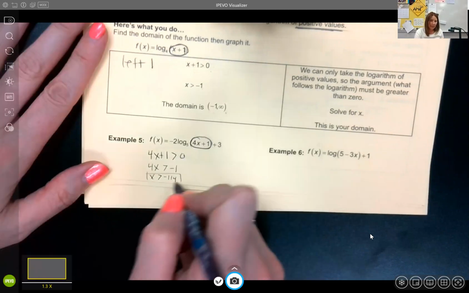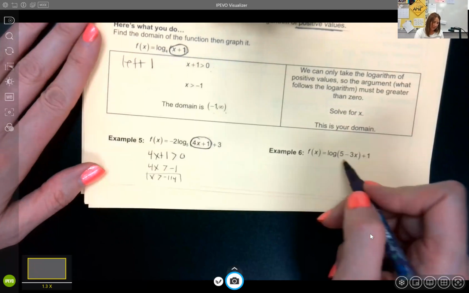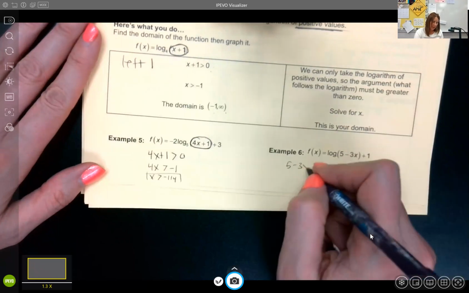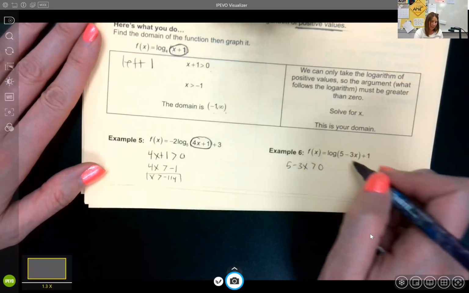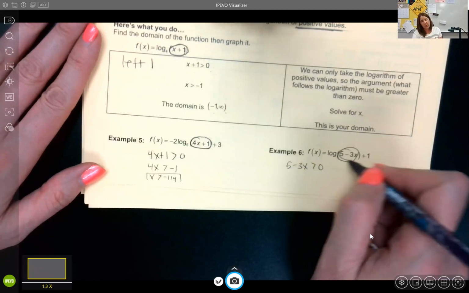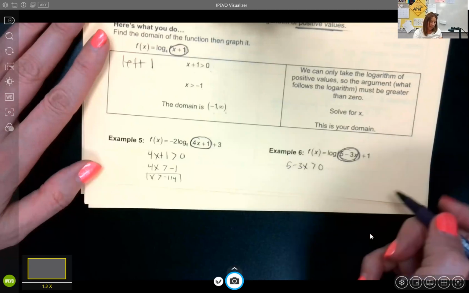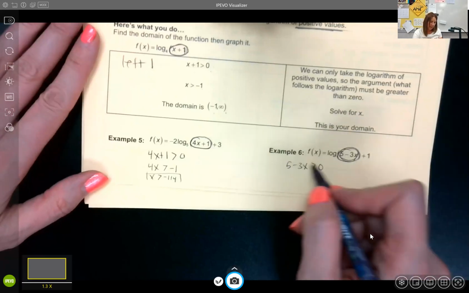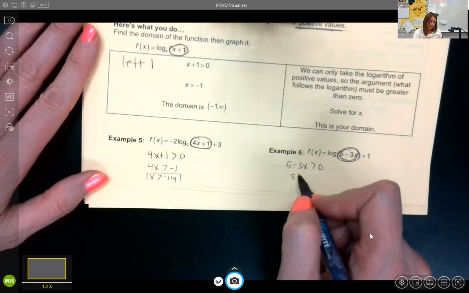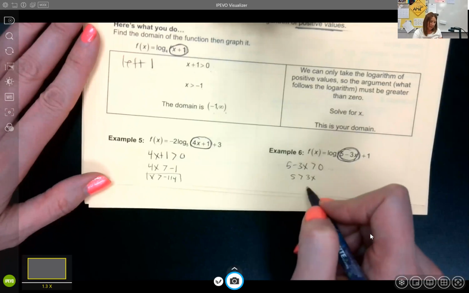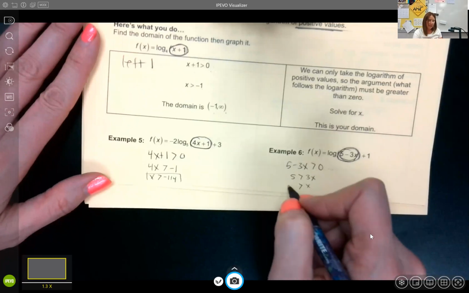Over here, same thing, 5 minus 3x has to be larger than 0. So you're always just going to circle this part. Whatever's in the parentheses, put a greater than 0 on it, and then solve for x. On this one, I would add the 3x over, and I would get 5 is greater than 3x. And then x is less than 5/3.